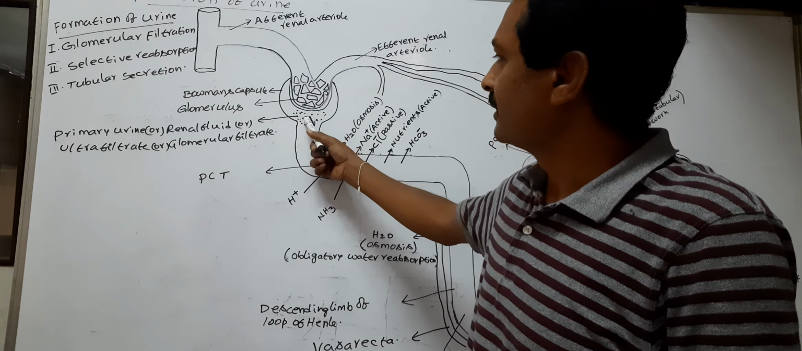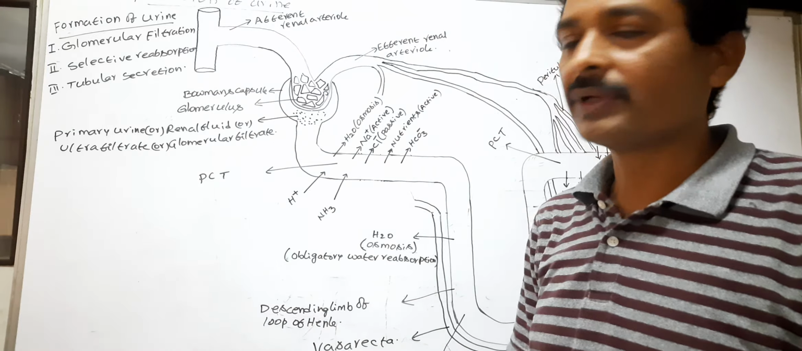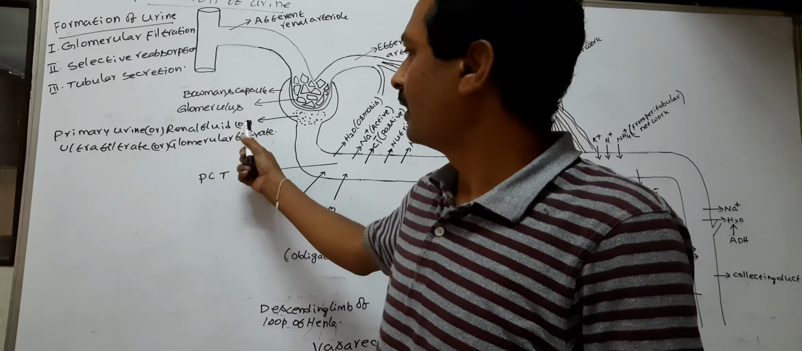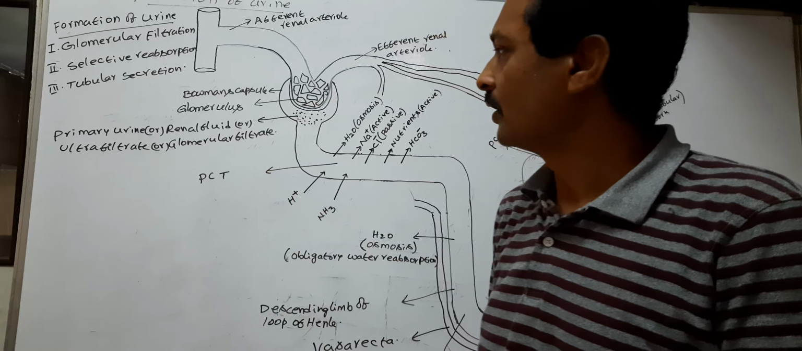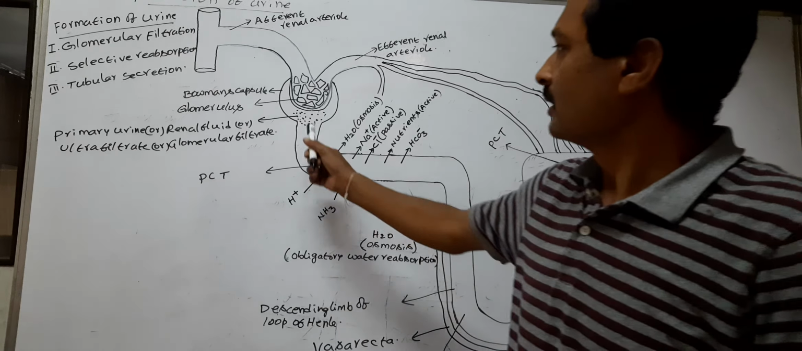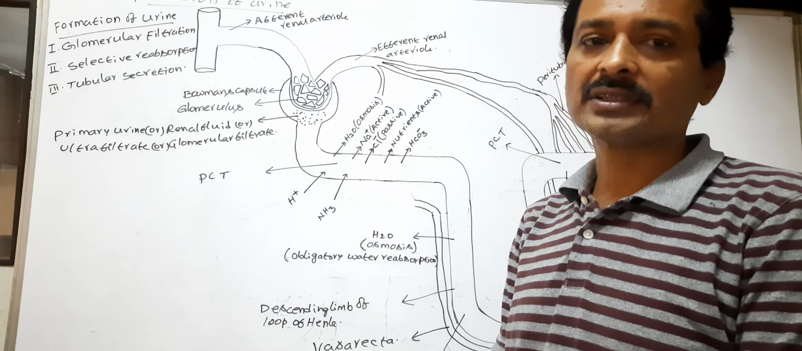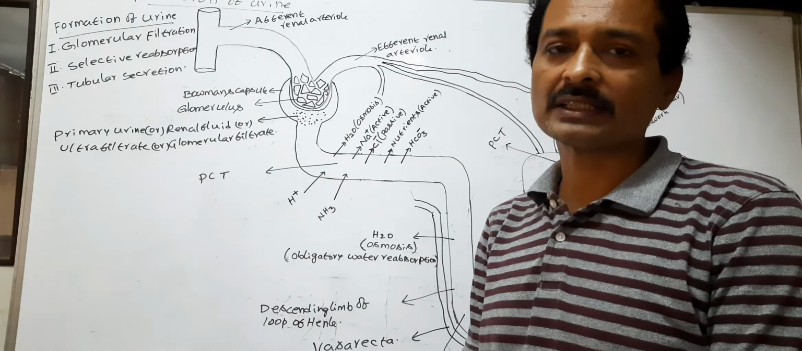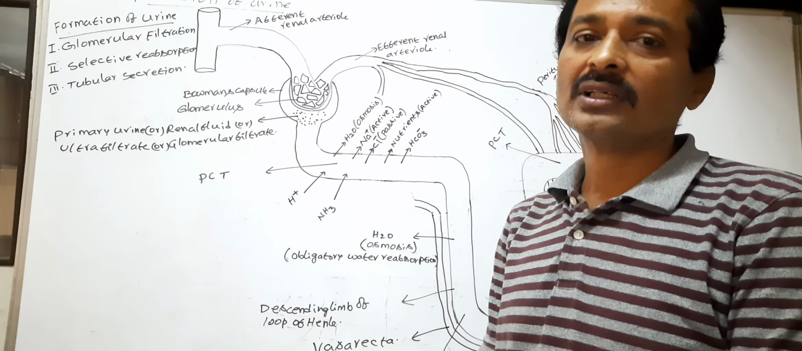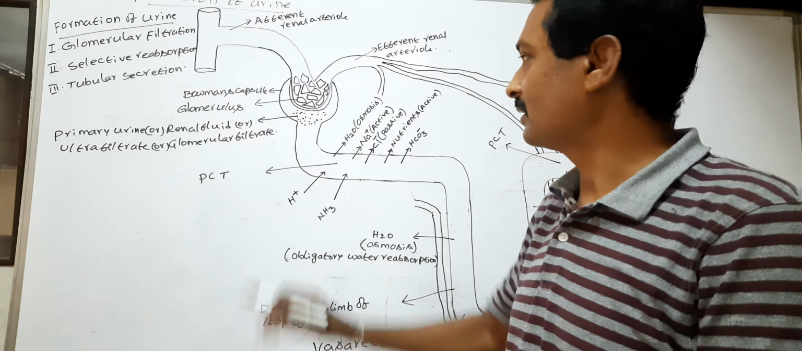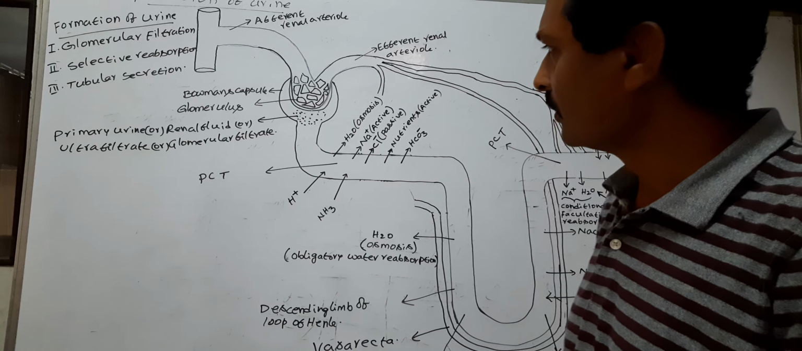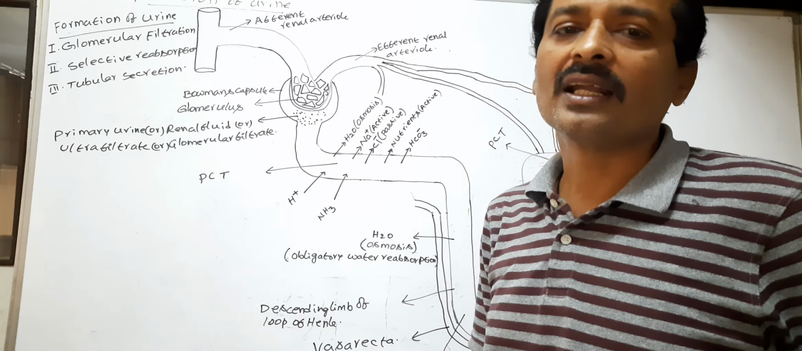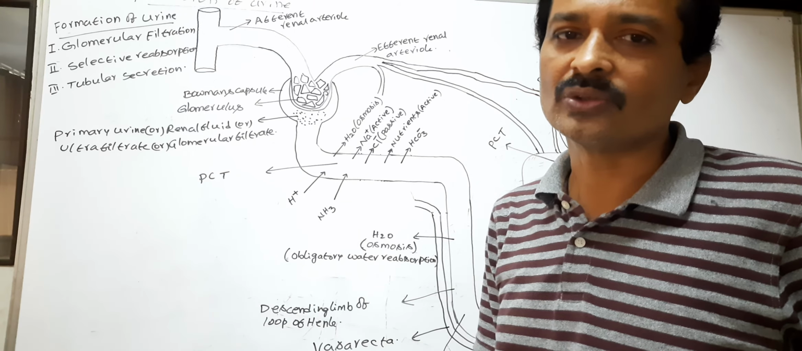The filtrate in the lumen of the Bowman's capsule is called primary urine or renal fluid or ultrafiltrate or glomerular filtrate. The primary urine contains almost all the constituents of blood plasma and also nitrogenous waste. So the primary urine contains essential substances also.